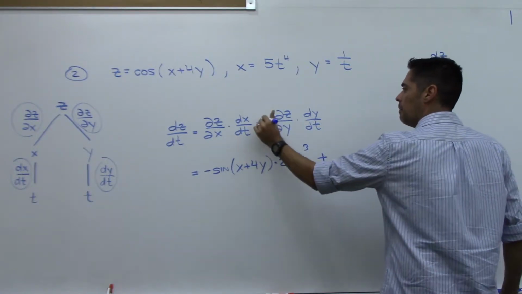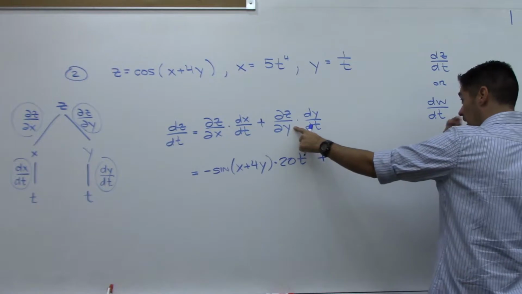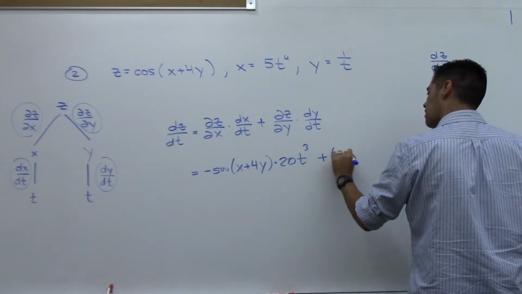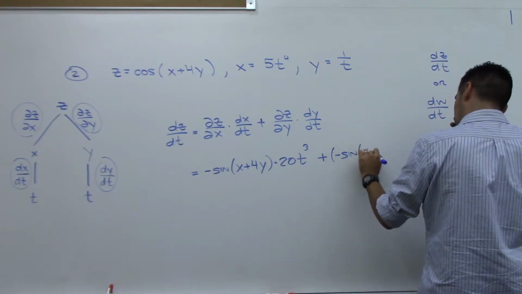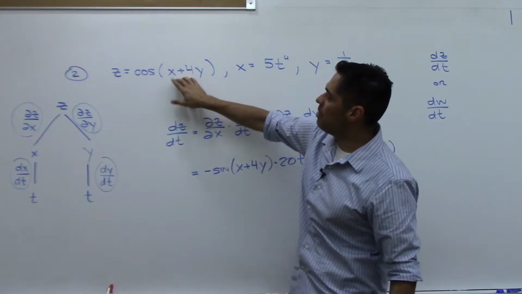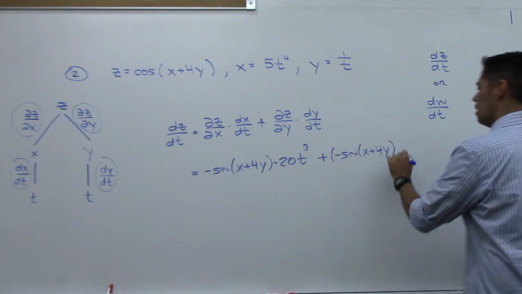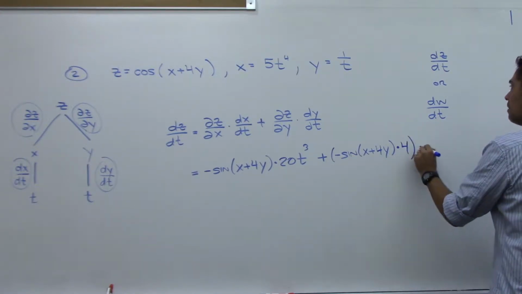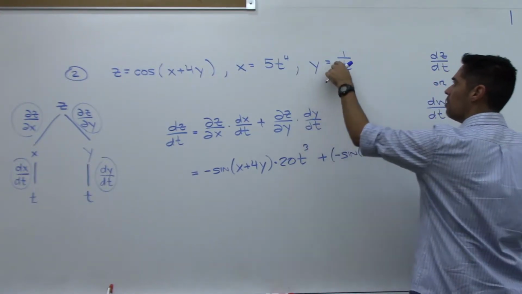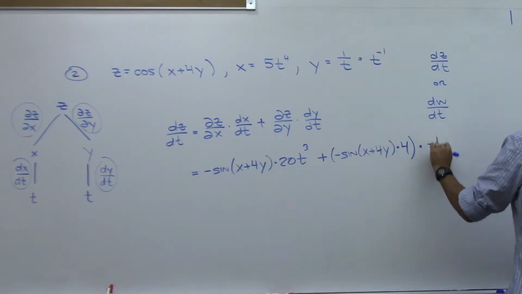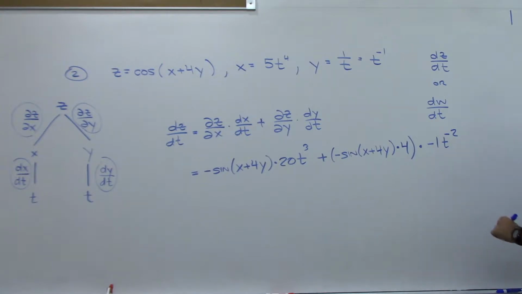Plus, so we're here right now. Partial of z with respect to y, so I'll go back over here, take derivative of this with respect to y. We get, again, negative sine of x plus 4y times the derivative of what's inside of this with respect to y, so we get 0 plus 4, so times 4. Okay, that's the first part, times dy/dt, so derivative of this, remember this is t to the negative 1, so that'll be negative 1 t to the negative 2 is the derivative, and I think that's pretty much it.